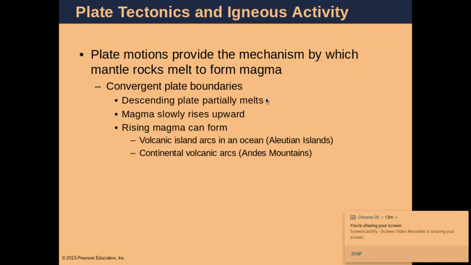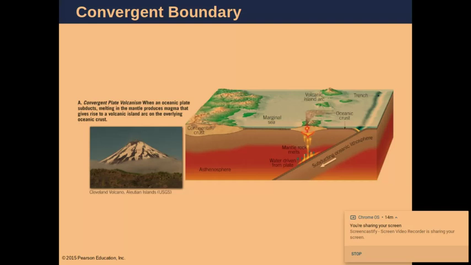Obviously plate motion provides the mechanism by which all this is formed. So you get the descending plate that partially melts. Then as it melts, it gives it upward force because it becomes less dense. Rising magma can form volcanic island arcs and continental volcanic arcs, which we've already kind of talked about a little bit. But this shows you kind of how that happens.